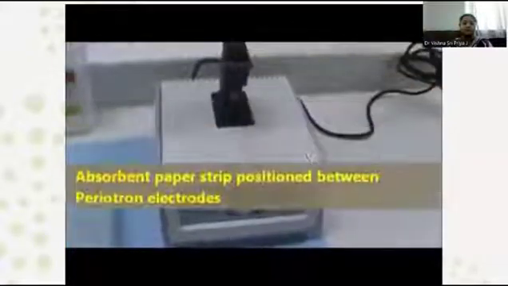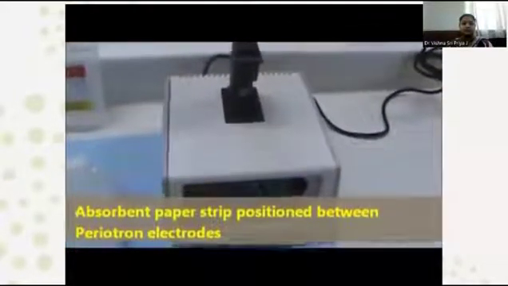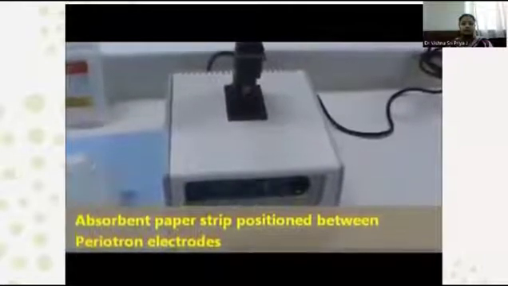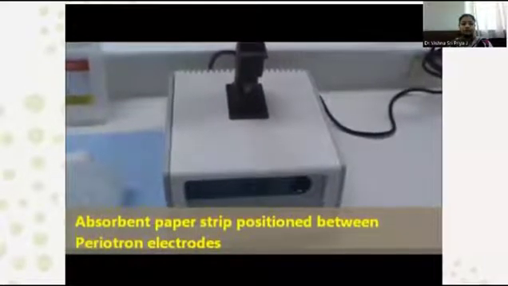After 30 seconds, with the electrodes previously cleaned, the paper strip is positioned between them and the gingival crevicular fluid volume is obtained in Periotron units. After the fluid volume measurement, the paper strip is stored in an Eppendorf tube for further analysis in other studies.